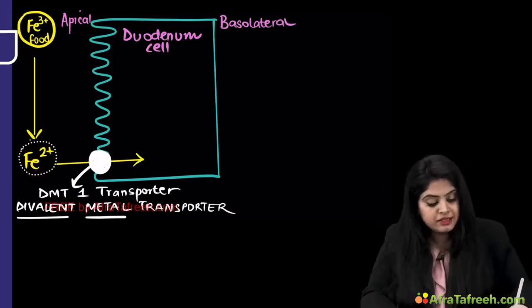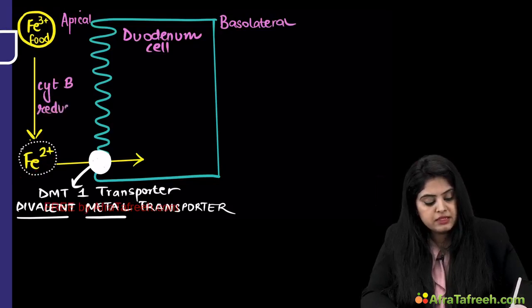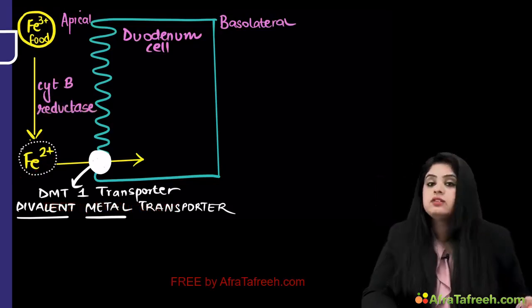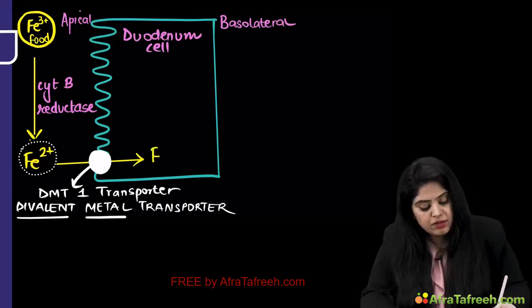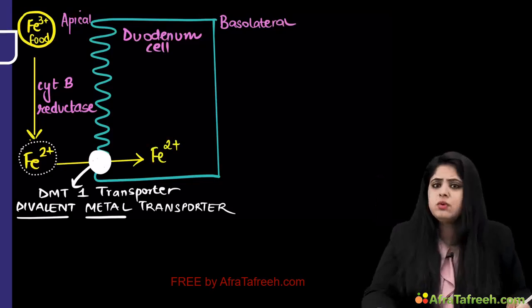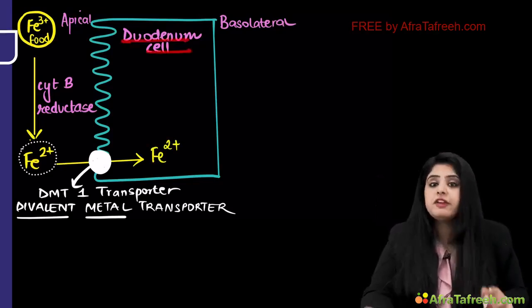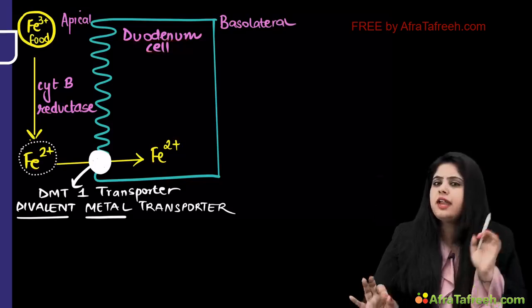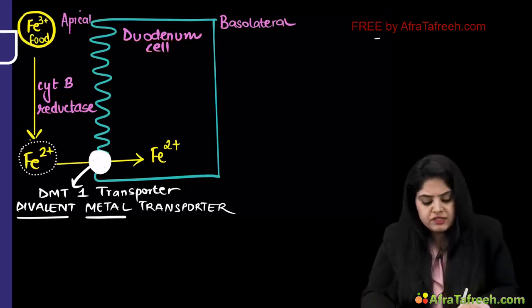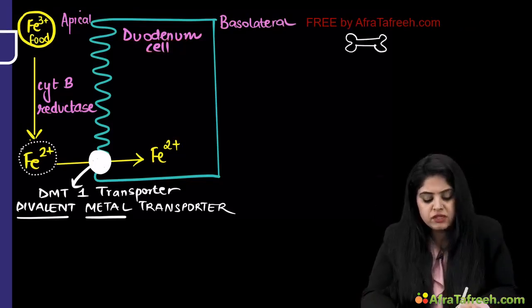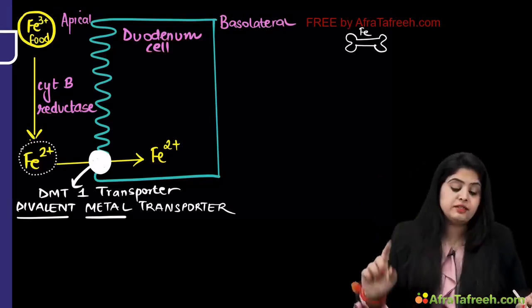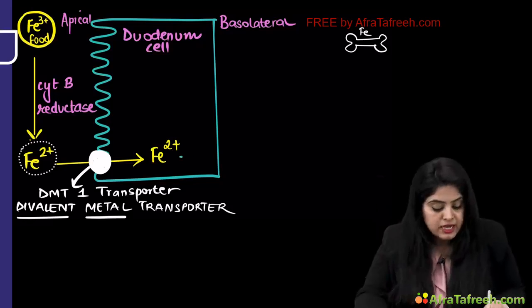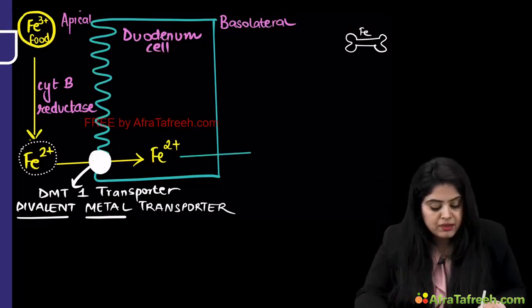How do you do that? There is an enzyme known as cytochrome B reductase. The conversion has happened, and via DMT1 you have got your Fe2+ inside. But did you want to keep it in the duodenum? No. The purpose is, where do you want to send the iron? What is the end destination? The end destination is the bone marrow, which is waiting for iron to make hemoglobin. Bone marrow needs iron for making hemoglobin. So finally you have to send it there. So it is time to bring this iron into my bloodstream.